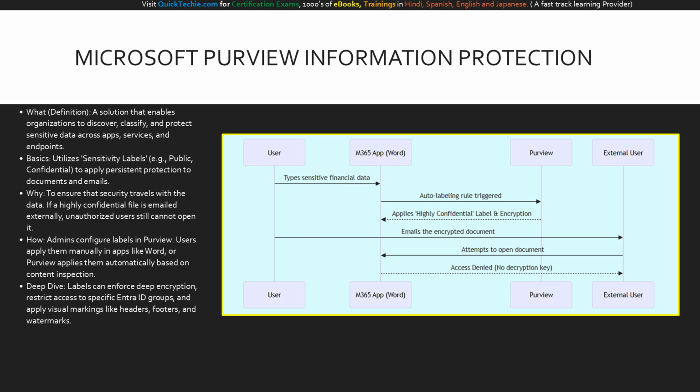Now, watch what happens when human error occurs. The user emails this document to an external user. When the external recipient attempts to open the document, the system checks for a decryption key. Because their identity isn't authorized by the label's policy, access is immediately denied. The data remains safe despite leaving the network.